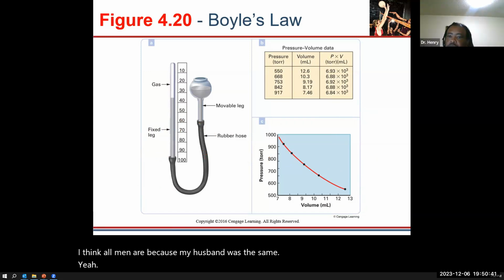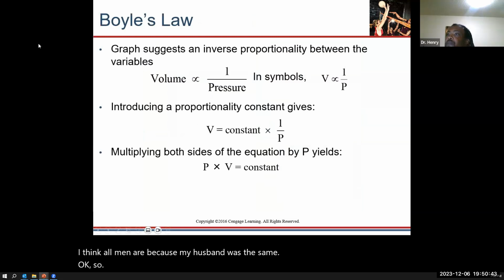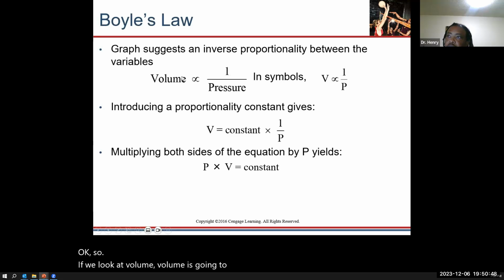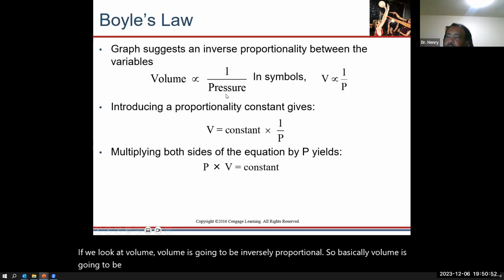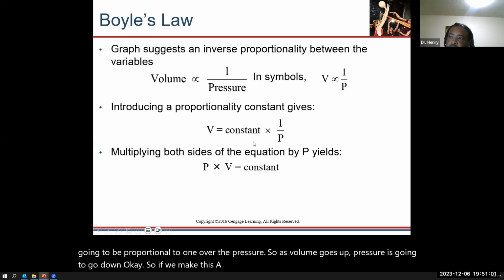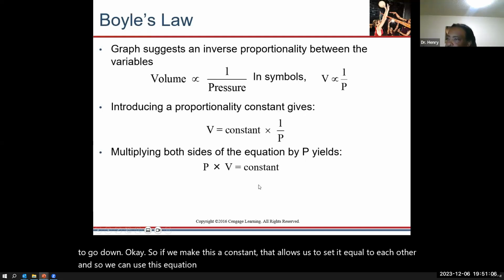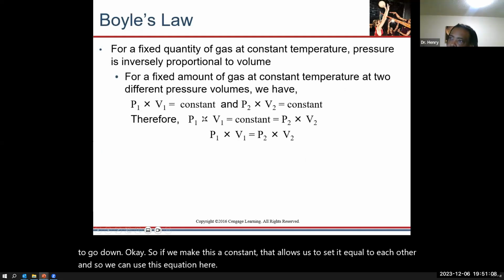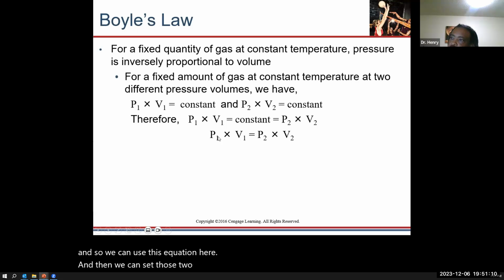Okay. So if we look at volume, volume is going to be inversely proportional. So basically, volume is going to be proportional to 1 over the pressure. So as volume goes up, pressure is going to go down. If we make this a constant, that allows us to set the two equations equal to each other. So P1 times V1 equals P2 times V2.